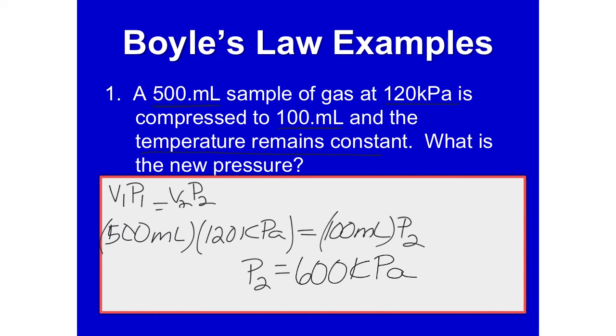Now, last step, we do have to do significant figures. Because of the 120, we need 2 significant figures. So therefore, we will do 6.0 times 10 to the second kilopascals. Since it was 600, that's a little tough to get into 2 significant figures, so we had to use scientific notation.